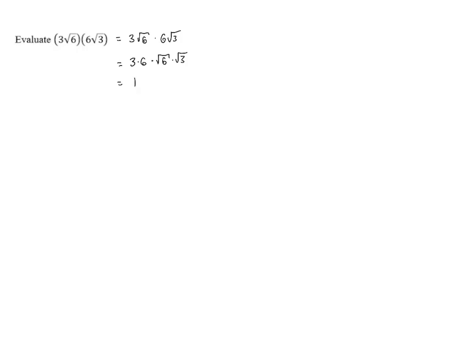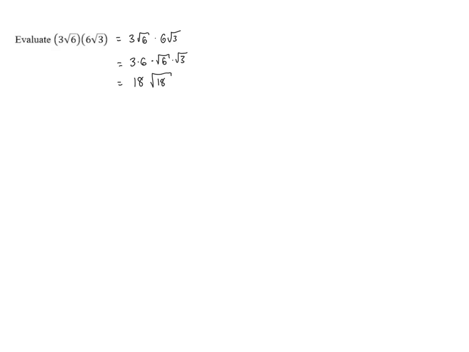3 times 6 is 18. And then we can also multiply the numbers inside the radicals based on the product rule. Root 6 times root 3 is root 18. However, we're not finished because root 18 can be simplified.